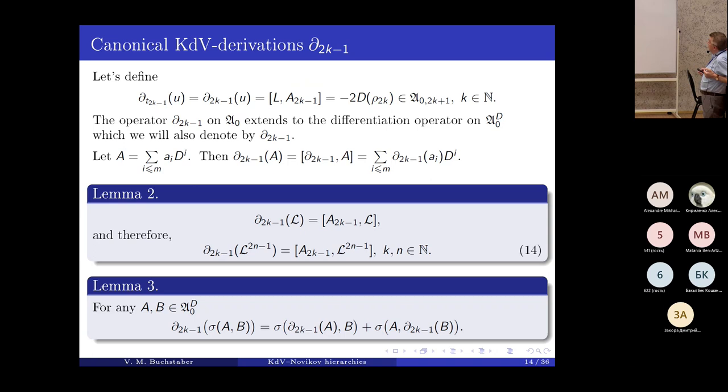KdV operators, z to k plus 1. Let me remind you, if you would like to obtain the KdV operator, you calculate on the u, by definition, the derivation 2k minus 1 at u. It is nothing else than a commutator. But this commutator is an operator of multiplication by this function. Of course, this is on differential polynomials, but it turns out we can extend it to a differential operator on the algebra of all pseudo-differential operators and obtain a very nice result.